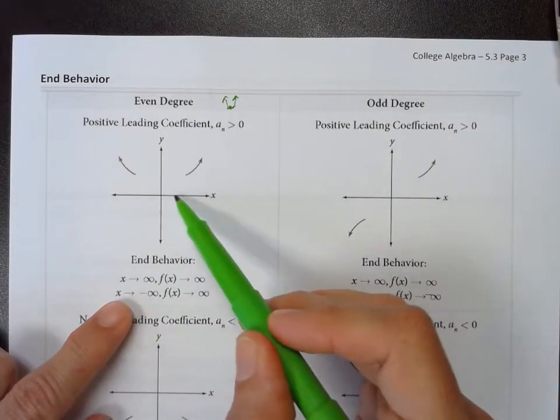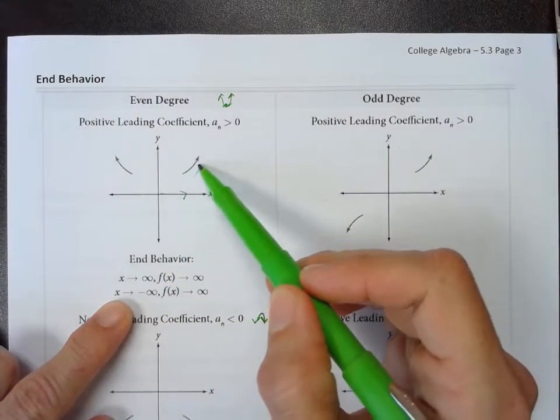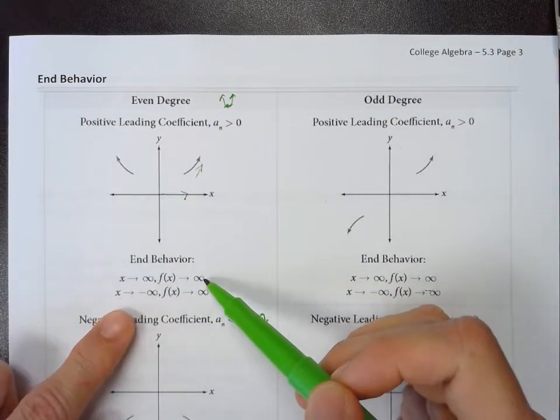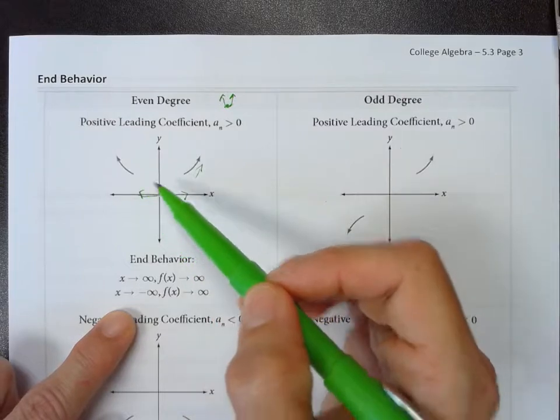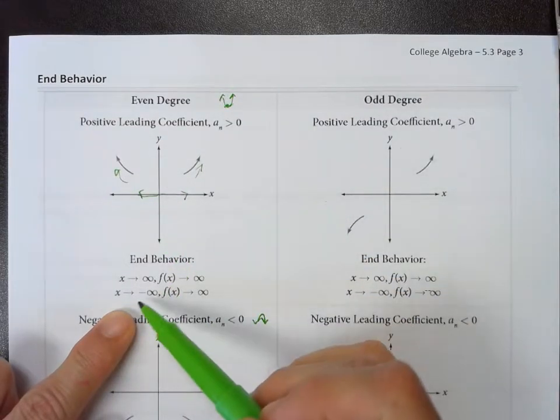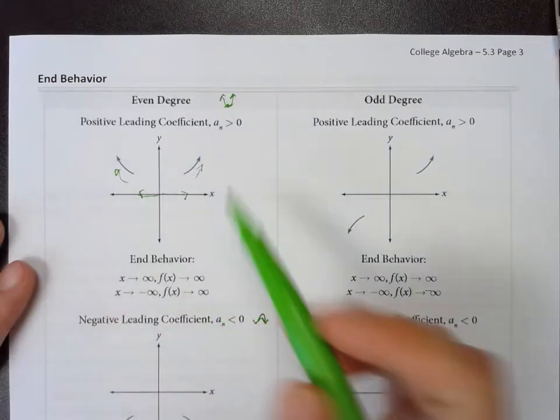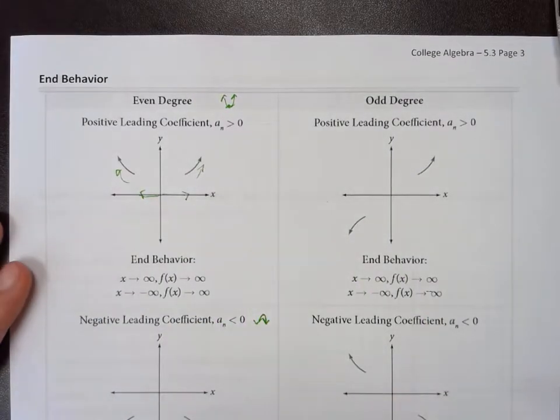As x gets bigger, y gets bigger. That's what that means. As x goes to infinity, y goes to infinity. As x gets smaller, y gets bigger. So as x goes to negative infinity, y goes to positive infinity. That's what all of these in this box are telling us.